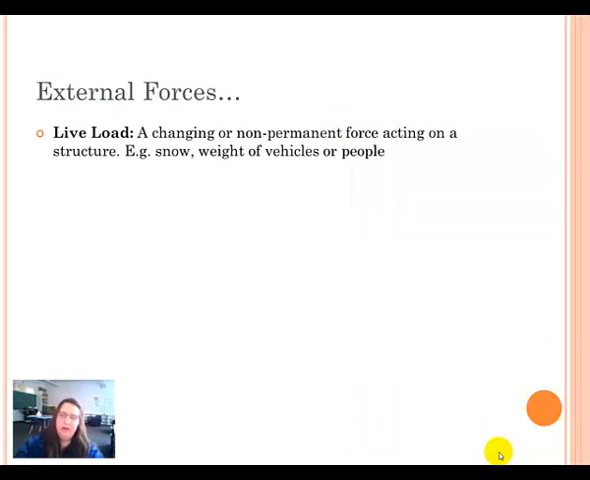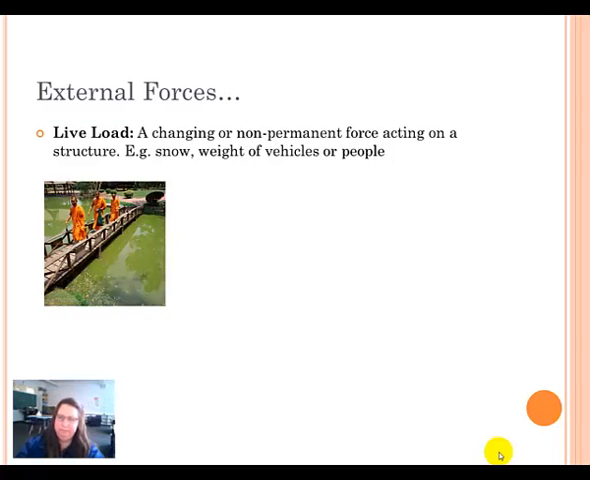What we also talk about when we talk about structures is this thing called a live load. A live load is a changing or non-permanent force that acts on a structure. So things like snow in the winter is a live load because it comes and goes. The weight of vehicles on a bridge are a live load because they don't stay parked there, they drive over it. Or people walking across things or climbing up stairs or things like that. People don't stay in one place, they move around.